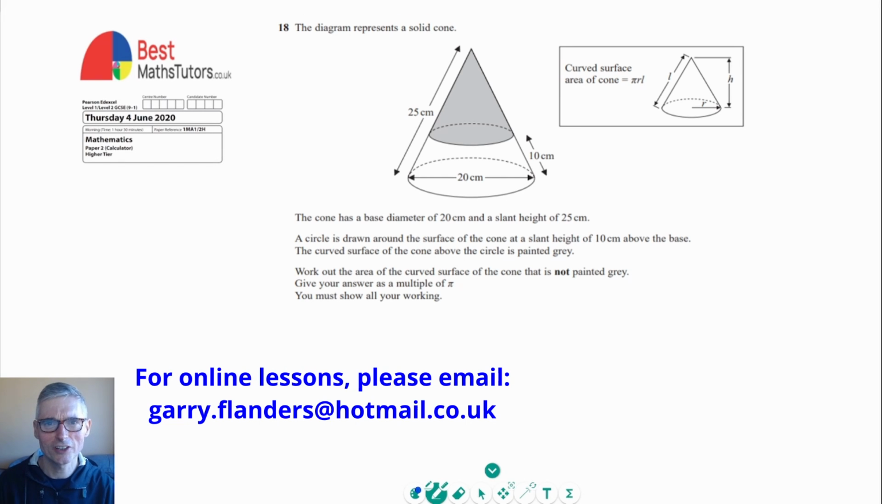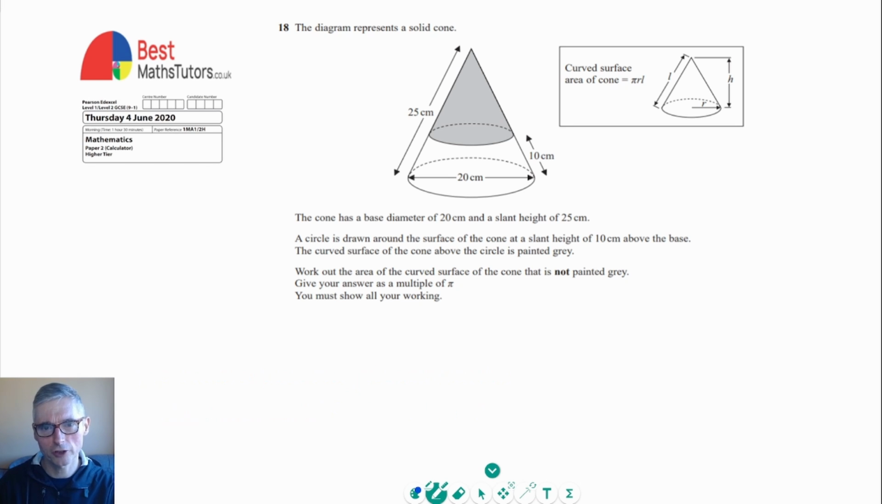This is question 18 on Edexcel's paper 2 from the higher tier from 2020, and it's a question where we've got a cone, part of which has been painted, and what we've got to try and do is find the area of the unshaded part of the cone. So we've been given this formula here, which is the curved surface area of the cone is pi RL, and L is actually the slant height there, and R is the radius.